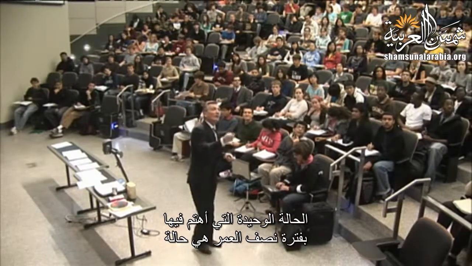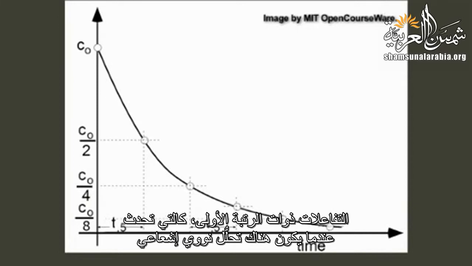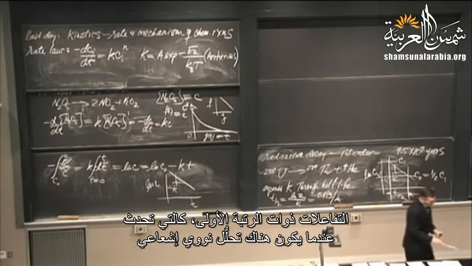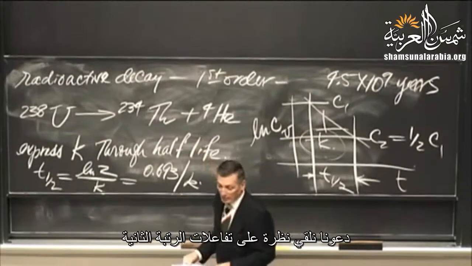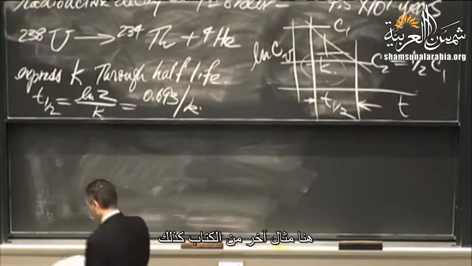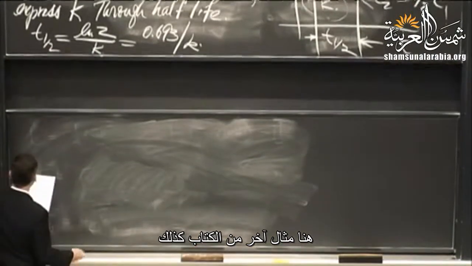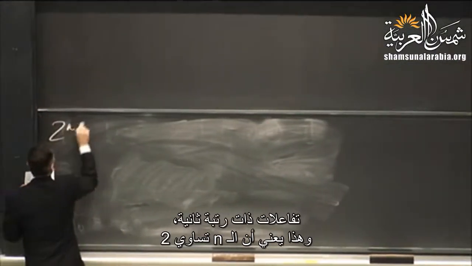So the only time I care about half-life is in the case of a first-order reaction, which is when you have nuclear decay, for sure. All right, so that's enough about first order. Let's go look at second-order reactions. So here's an example also taken from the book. Second-order reaction.